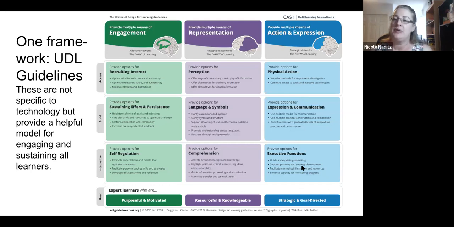And to what degree can our tools help with managing information and resources so they don't get lost and then become unable to engage in the ways that we'd like them to? So this is one framework. Again, it's not specific to technology. So we're going to shift a little bit.